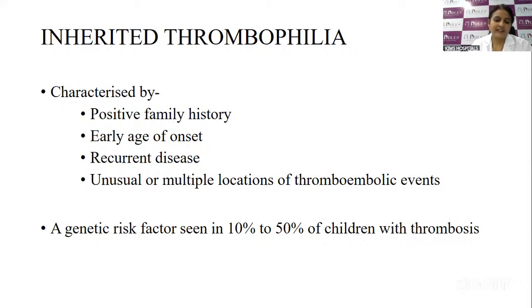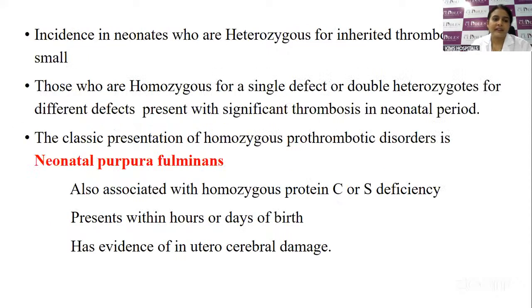Genetic risk factors for inherited thrombophilia are usually seen in 10 to 50% of the children with thrombosis. And the incidence in the neonates who are heterozygous for inherited thrombophilias is very small. But those who are homozygous for a single defect, or double heterozygous with different defects, usually present with significant thrombosis in the neonatal period. Among these homozygous prothrombotic disorders in the neonates, the most common is neonatal purpura fulminans.